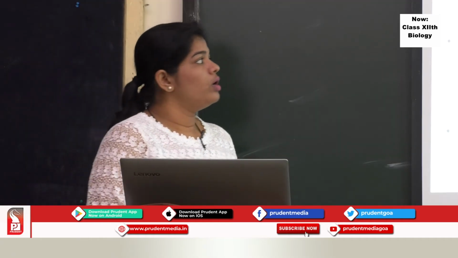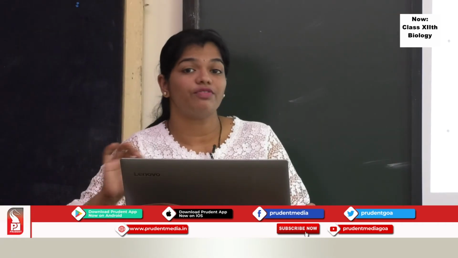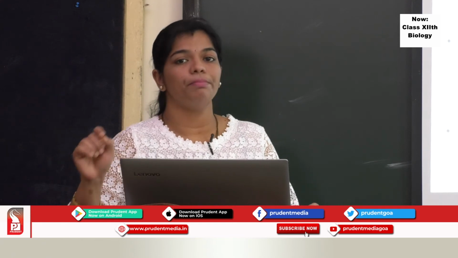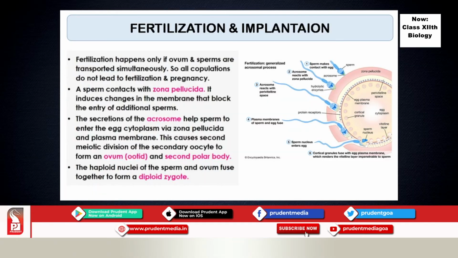Okay. Now, fertilization will happen only if the ovum and the sperm are transported simultaneously. So, basically when the ovum is released, you can take plus or minus 1 day, so around 48 hours of ovulation. Within the 48 hours of ovulation, if the sperm meets the ovum, then fertilization can take place. Okay. So, not all copulation can lead to fertilization. Only the copulation which happens during ovulation can lead to fertilization and pregnancy.